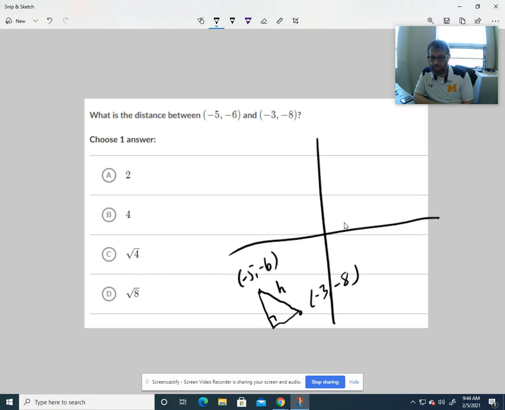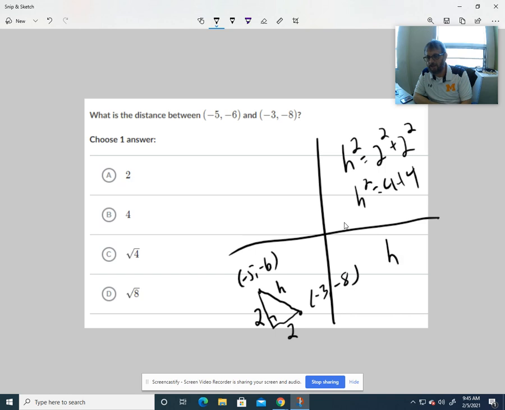Okay, so my left-right movement, my X movement, that's from -3 to -5. That's a difference of 2. My up-down movement, that's from -6 to -8. That's also a change of 2. So we have H squared equals 2 squared plus 2 squared. H squared equals 4 plus 4.